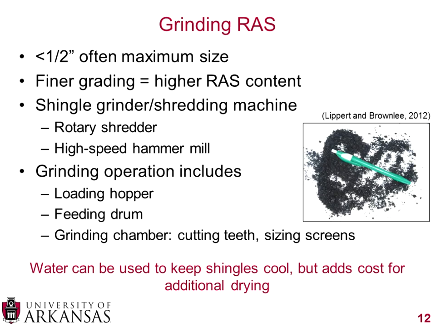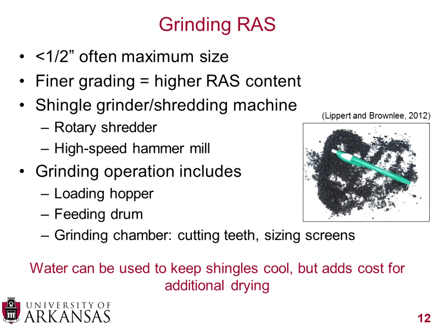So when you're talking about it, you first obviously need to collect the RAS, then you need to sort it. The next step is to grind it. You want to get it down to specific sizes. And in all the literature that I observed, really less than a 1/2 inch is often the maximum size. If you grade the RAS to smaller sizes, you are able to increase your RAS content. It makes it easier for it to blend into your asphalt concrete. And you can do that by using shingle grinders or shredding machines. There's 2 types that I found in literature, either a rotary shredder or a high-speed hammer mill.